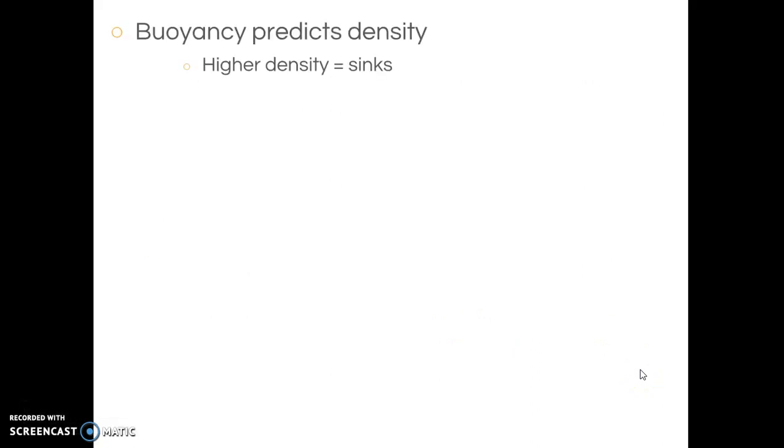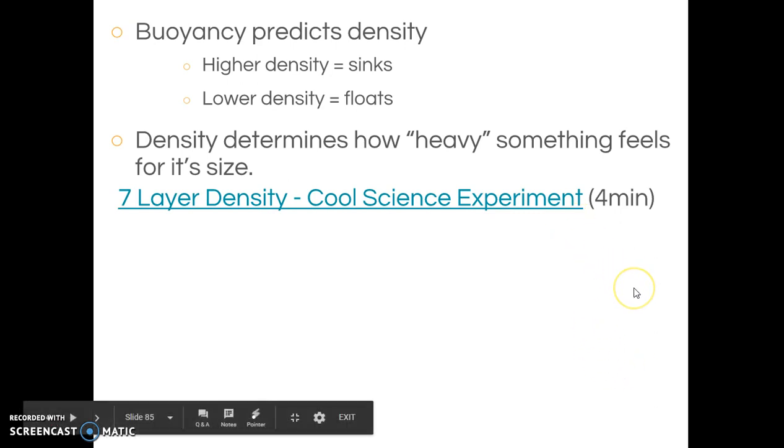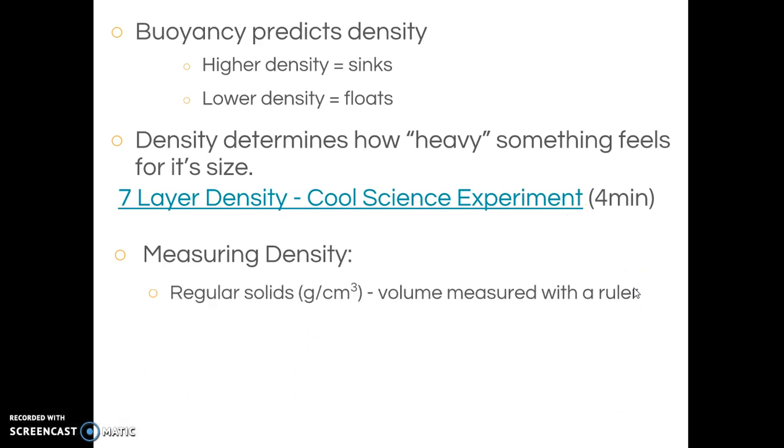Buoyancy predicts density. When we think about if something is more dense or less dense, we think about if things are floating or sinking. So density determines how heavy something feels for its size. If you have a higher density than the material you're around, you're going to sink. If you have a lower density, you're going to float. So we're going to watch this video in class, but again, you can watch it on your own if you want to.